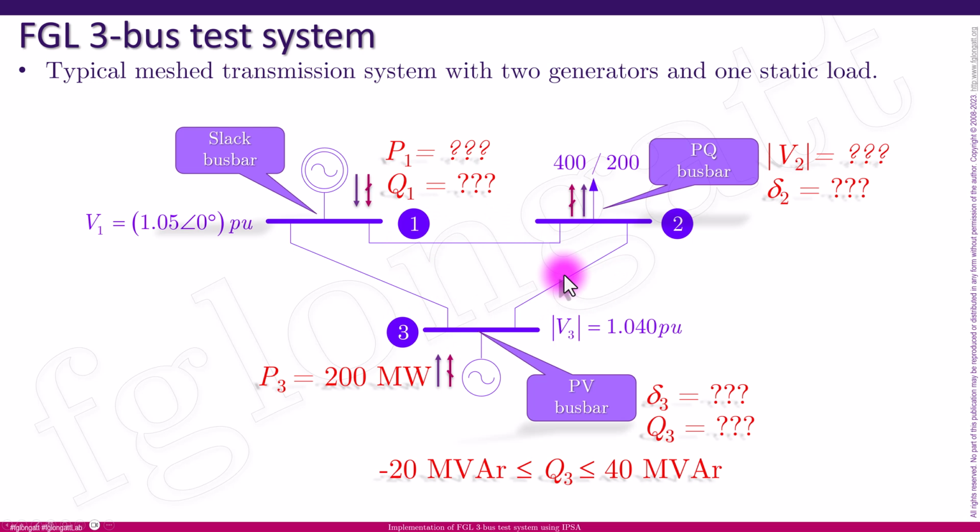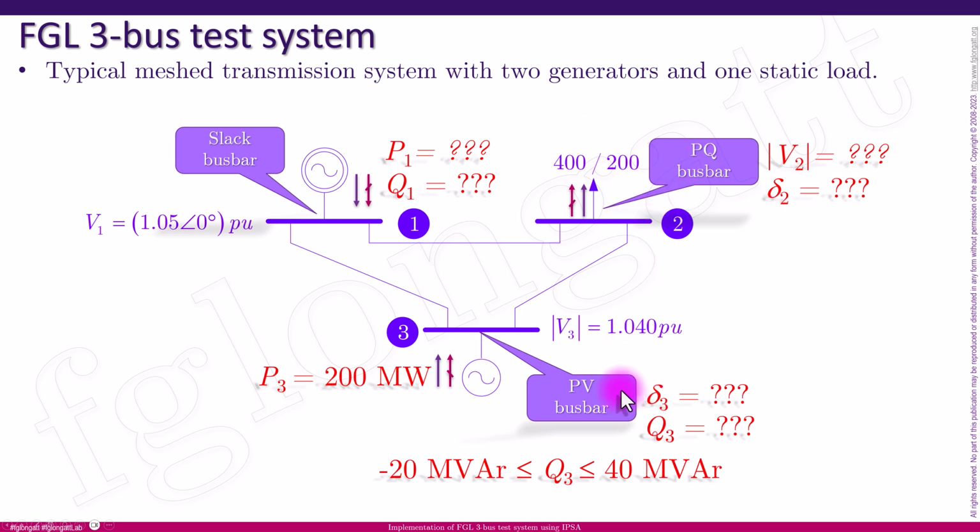There is no step-up transformer. The generators are directly connected to bus bar number 1 and number 3. And there is a lumped load, a constant power load, 400 megawatt, 200 MVAr, connected to the bus bar number 2.